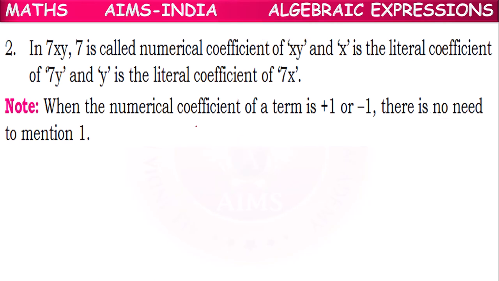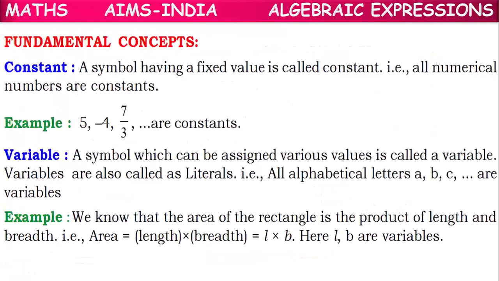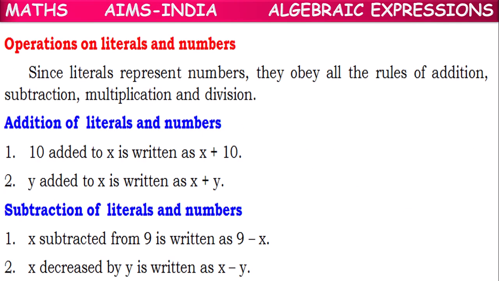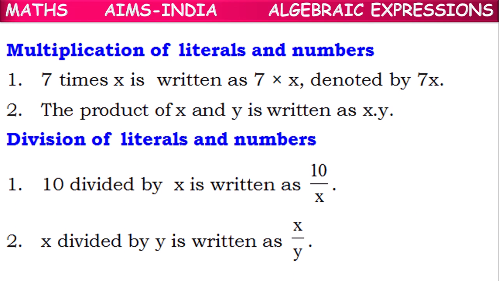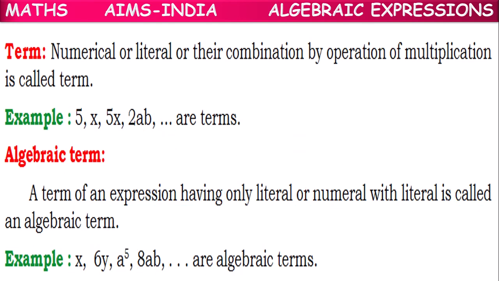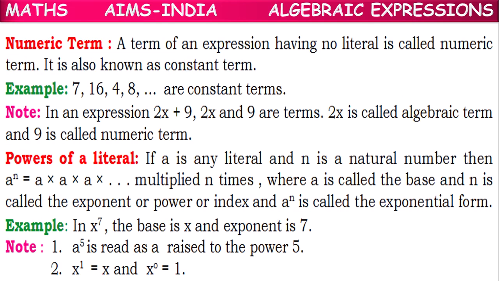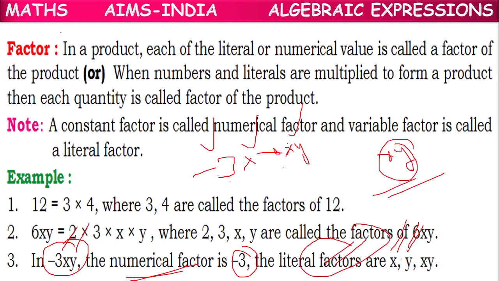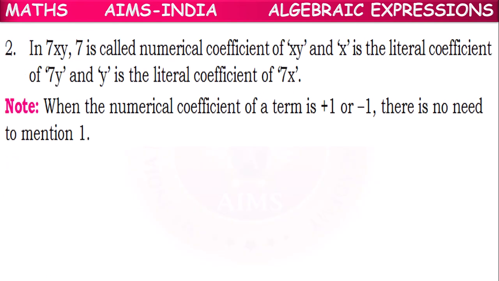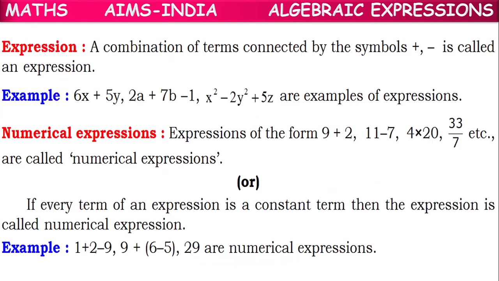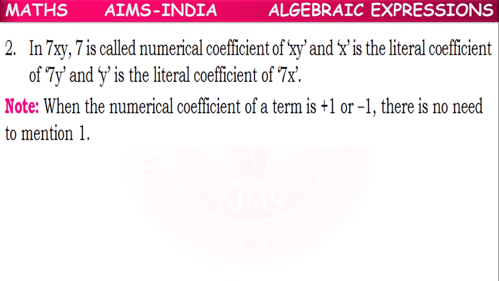Okay children, in today's class we learnt about fundamental concepts like constant, variable, operations with letters and numbers. Next, multiplication of letters and numbers, and division. Next, what is a term? What is an algebraic term? What is a numerical term? What are the parts of literal, like and unlike terms? And what is a factor? What is a coefficient? Up to these concepts we have covered, children. The next concepts we can learn in our next video.